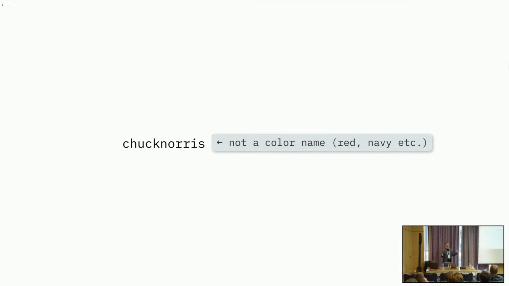This has always been the case, even since the mid-90s, even though Chuck Norris jokes weren't even a thing back then. Why does this still work? Well, let me explain. Chuck Norris, to nobody's surprise, is not a color name, right? It's not red, not green, not blue, and it's also not a hexadecimal color value, but maybe we can turn it into a hexadecimal color value.